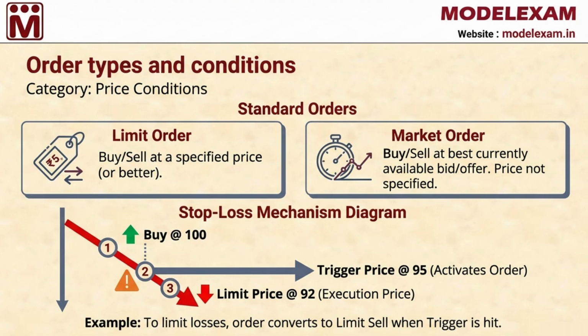You can also control your trades using price conditions. A limit order lets you specify an exact price or a better one for your trade. A market order tells the system to just get the best price available in the market right now. We also use a stop loss mechanism to help you limit your losses. For example, if you buy a contract at 100 and want to protect yourself, you can set a trigger price at 95. If the market hits that trigger, your order automatically converts into a limit sell order at, say, 92.